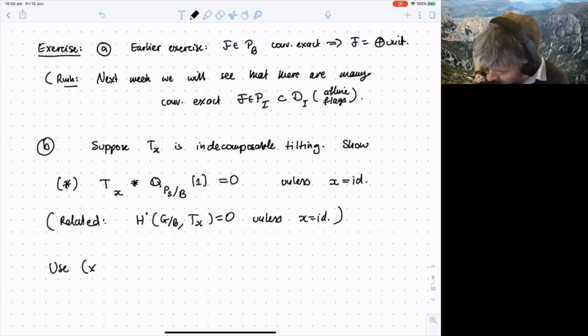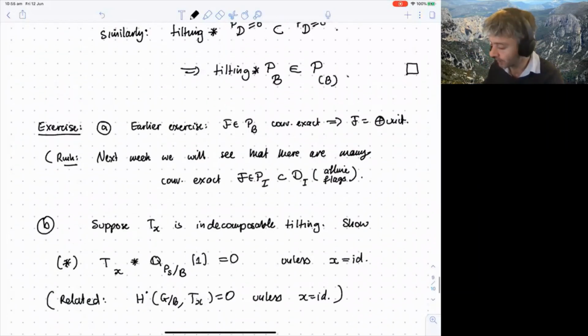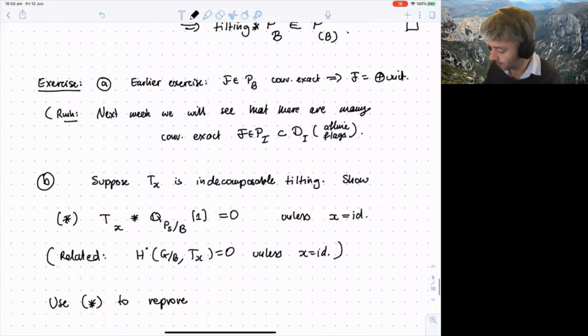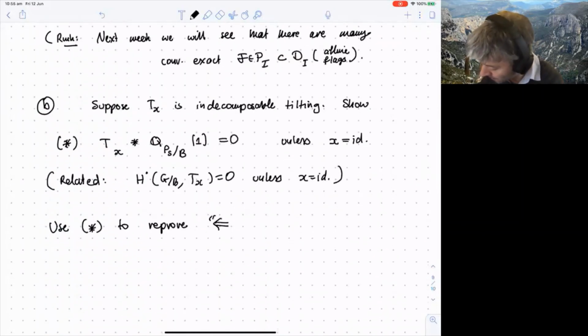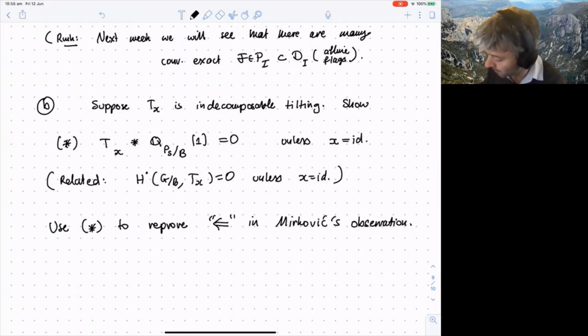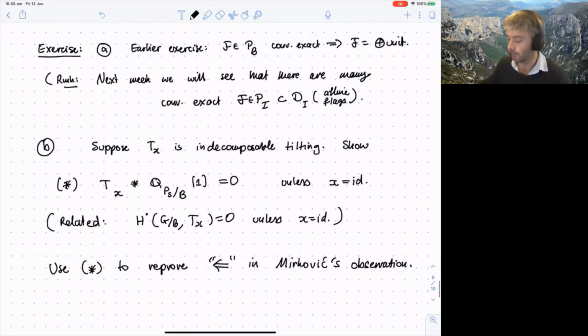And use star to reprove the direction that we just checked. Observation. Okay, that's all for today.